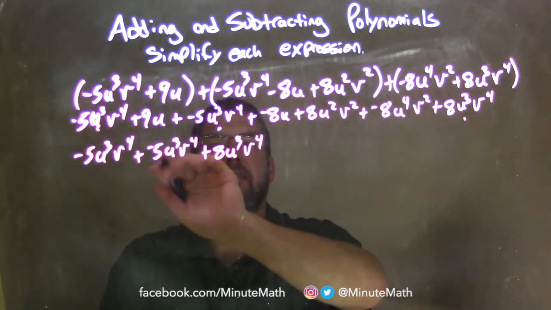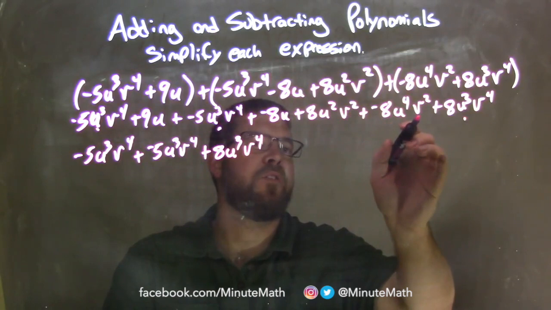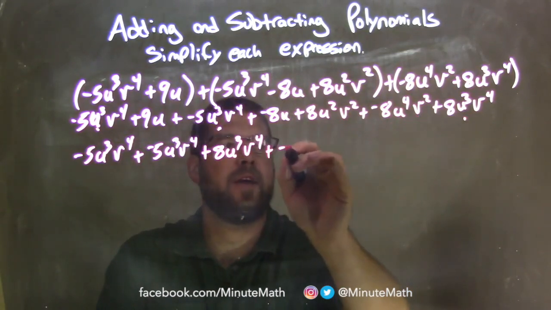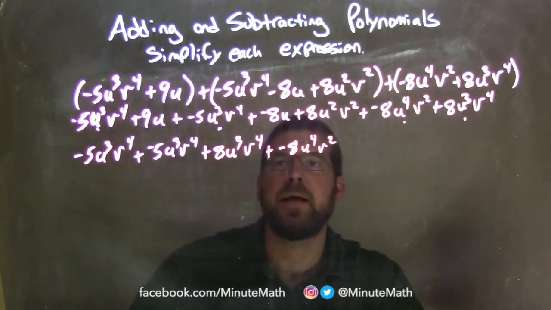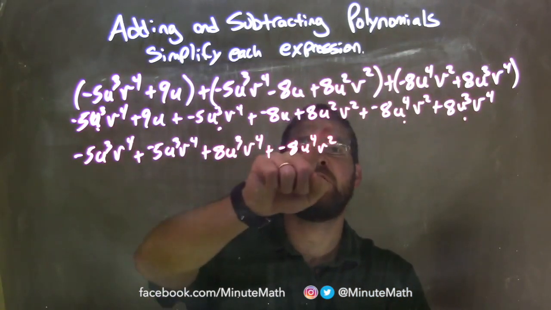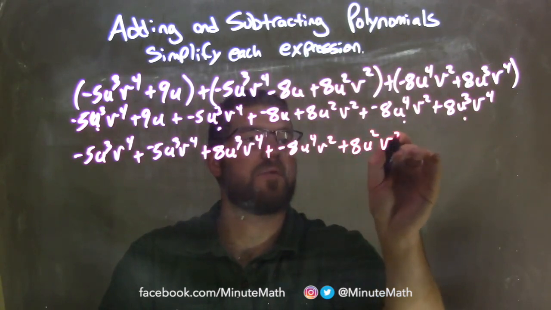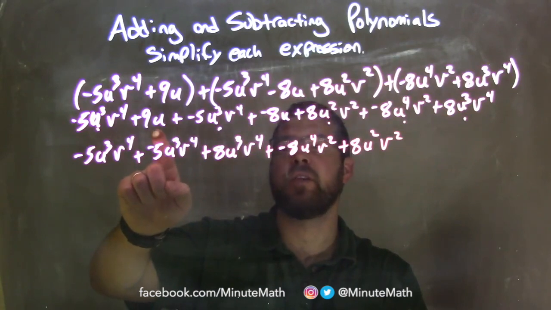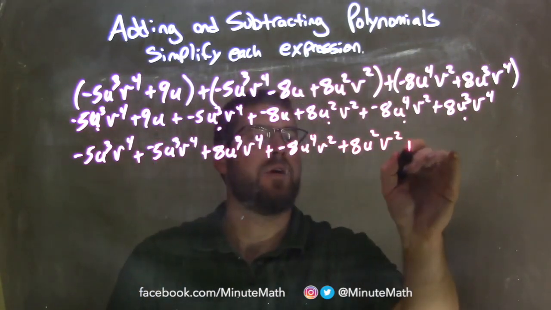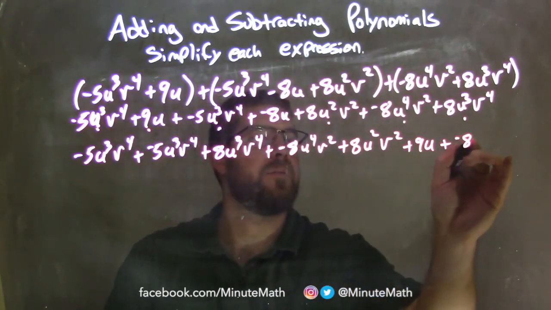Fantastic. So now I see my other combination ones. I have u to the fourth, v squared. So I want to bring that one down, negative 8u to the fourth, v squared, right there. Then I don't see anything else like that, but I see a u squared, v squared. So I have plus 8u squared, v squared. Now I go by my other ones. I see what's left is 9u and negative 8u. So plus 9u plus a negative 8u.